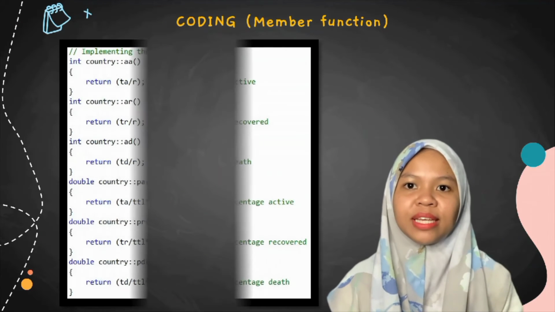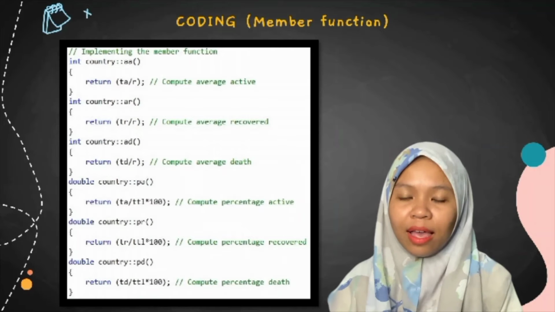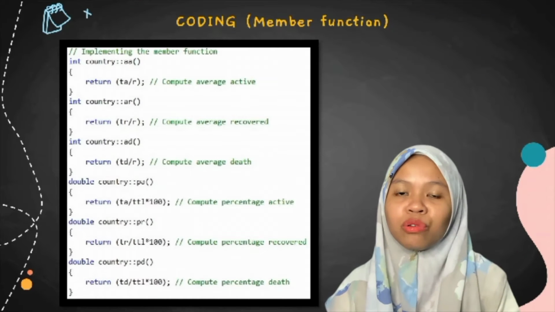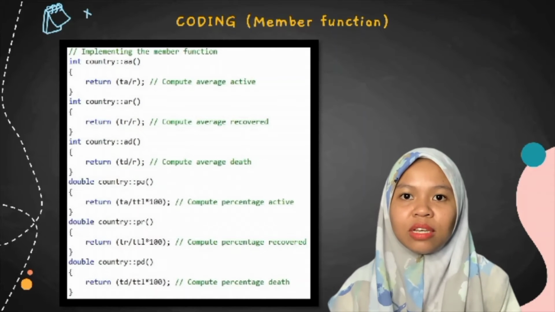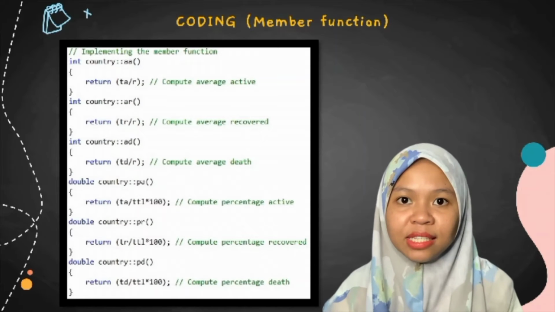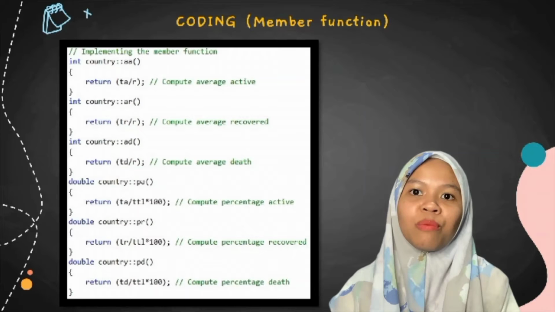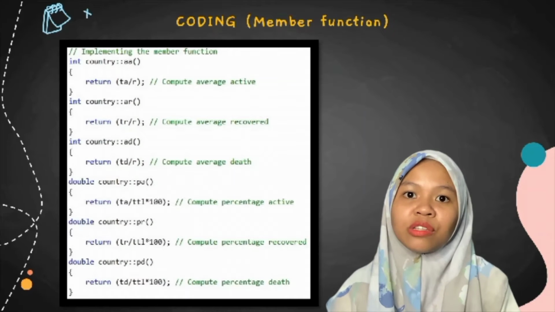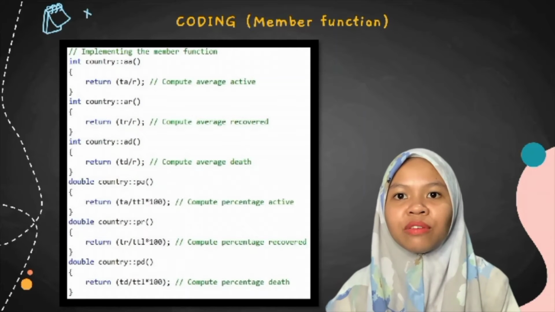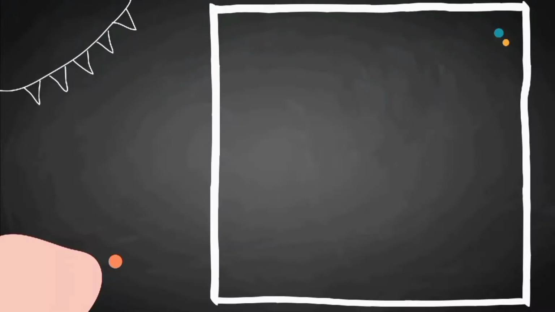Continue to the implementation of the member functions. The member functions AA, AR, and AD are used to compute the average for each case. So all these member functions will return the value of the total of its cases divided by R, while members PA, PR, and PD are to compute the percentage of the 3 cases. So these 3 member functions will return the value of its total cases divided by total overall cases times 100.